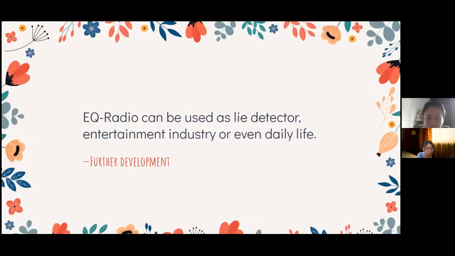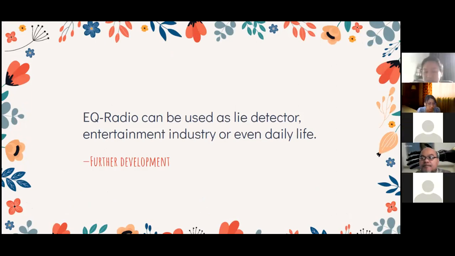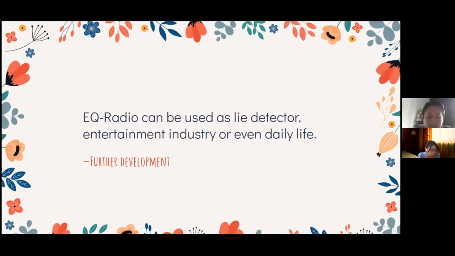So for further development, EQ radio can be used as a lie detector, in the entertainment industry to see how viewers react, or even in daily life: when you feel happy, the music player can play you happy genre music, etc.